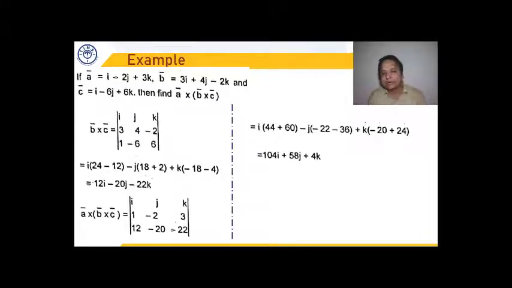So 44 plus 60 becomes 104. 36 plus 22 becomes 58. Minus minus becomes plus. And minus 20 plus 24 becomes plus 4k. So 104i plus 58j plus 4k is A cross B cross C. This is also a method to solve. We first find B cross C, then taking it as the second vector, we do A cross the second vector, and we get the value of A cross B cross C. I hope this is clear.